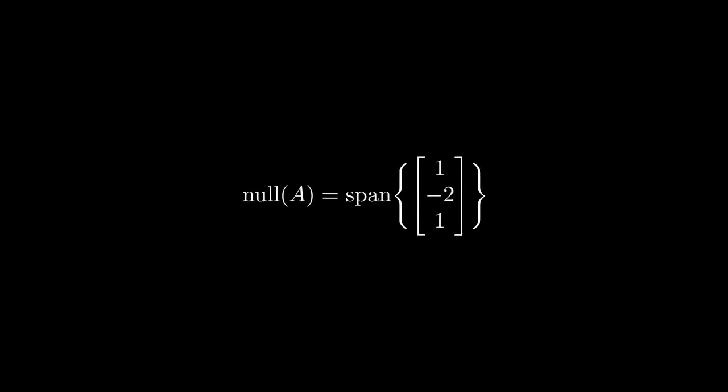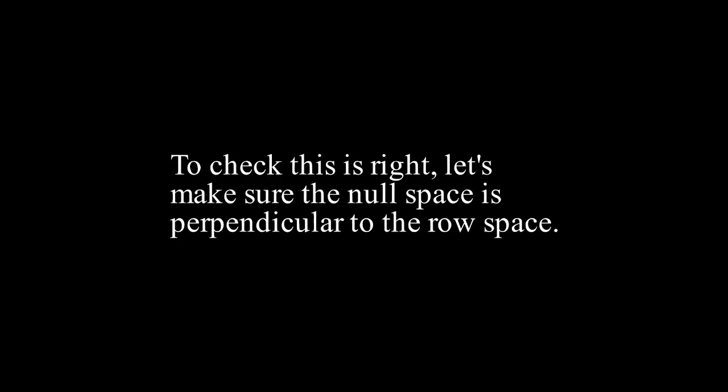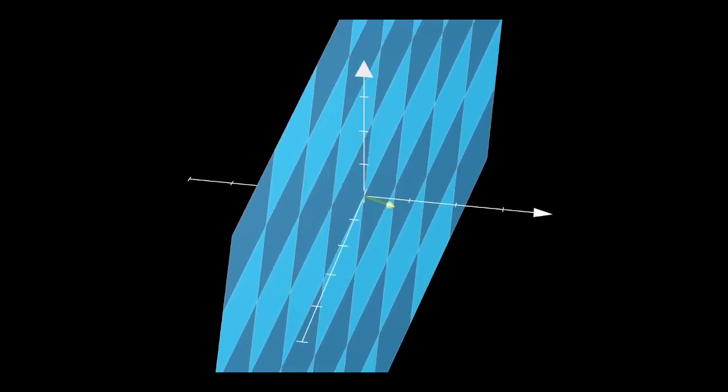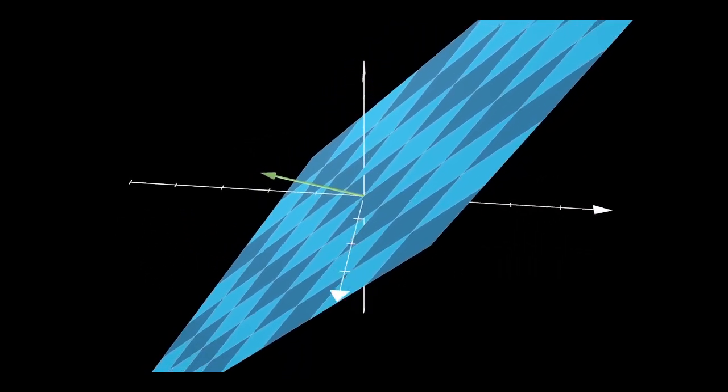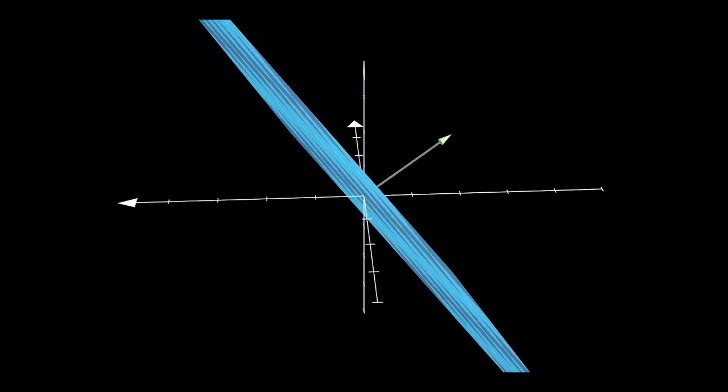And null space A is the span of that, as I already showed. That's how you get that. And let's check that this is right, because the null space should be perpendicular to the row space. So I'm taking the column space as this vector, and the row space as this plane, and it looks pretty perpendicular, I think.